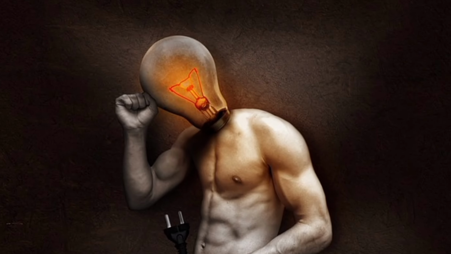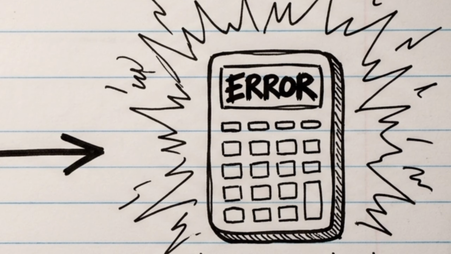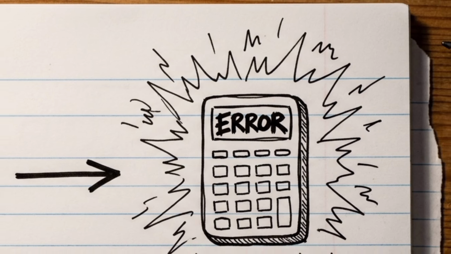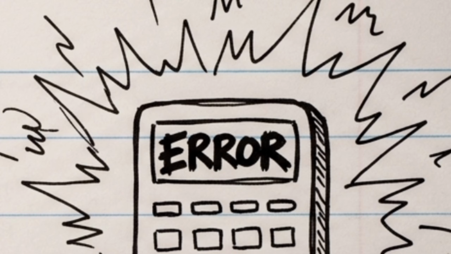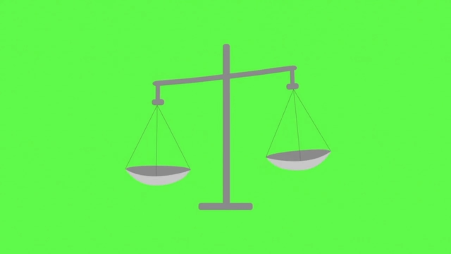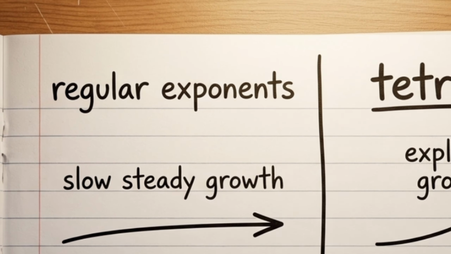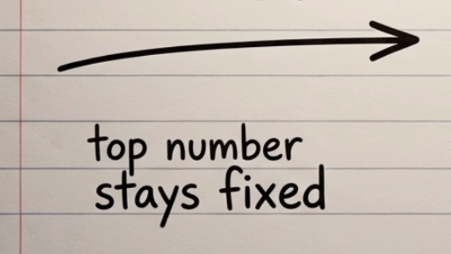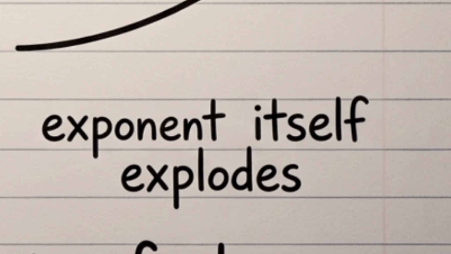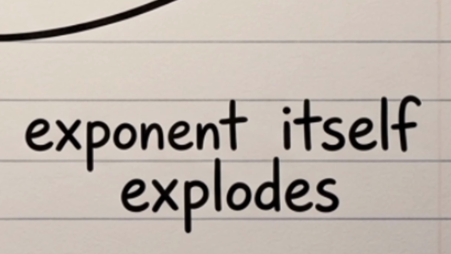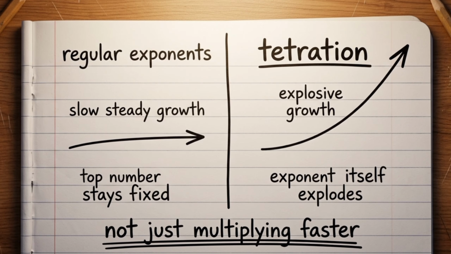That is not normal growth. Add one more 2 and try typing it into a calculator. You will get an error. Not because the calculator is broken, but because the number has more digits than the calculator can display. And we are only using 2's. This is what makes tetration so different from everything we learn in school. With regular exponents, the top number stays fixed. But with tetration, every time you add one more number to your tower, the exponent itself explodes. You are not just multiplying faster, you are stacking entire levels of explosive growth on top of each other.